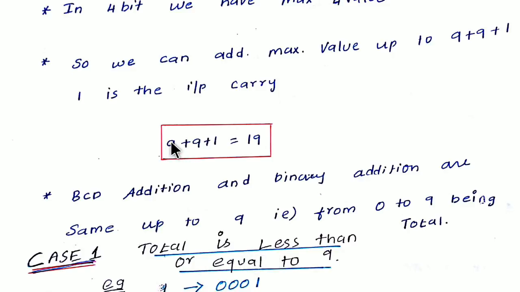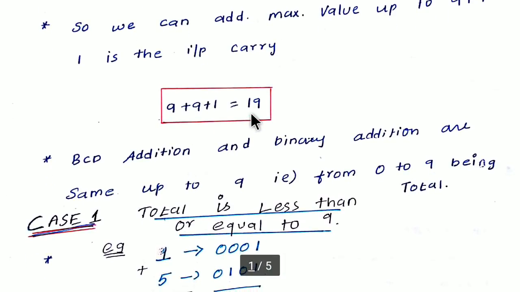Hence the maximum value which our BCD adder can add is as follows. 9 is the maximum value of the addend, 9 is the maximum value of the augend, plus 1 if the initial carry is 1. So in total the value will be 19. This is the maximum value which it can add.